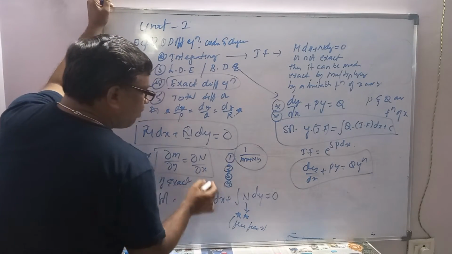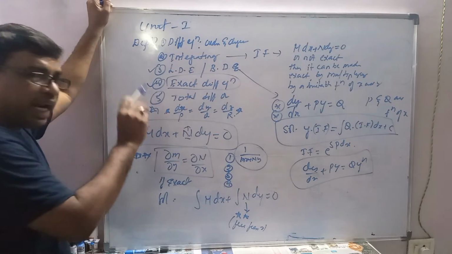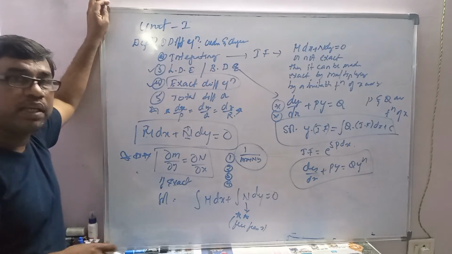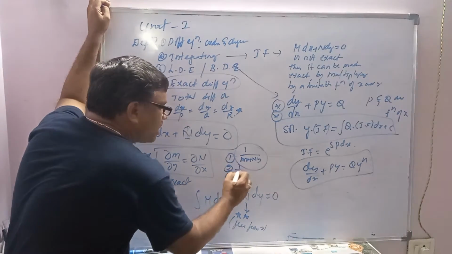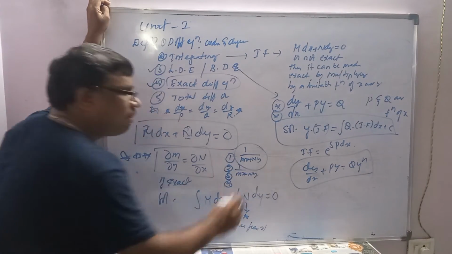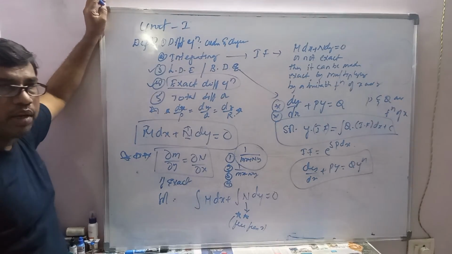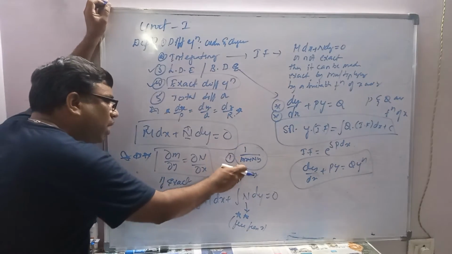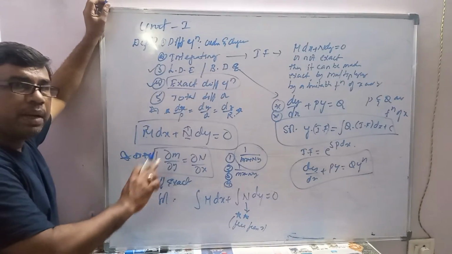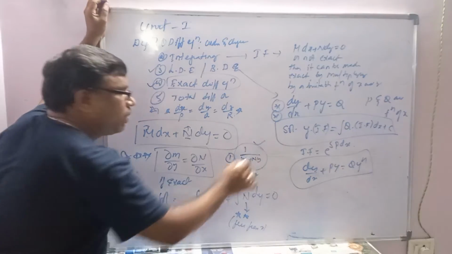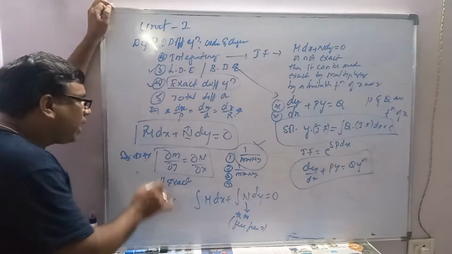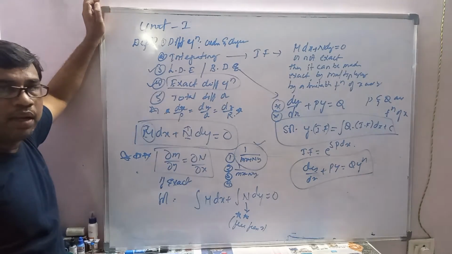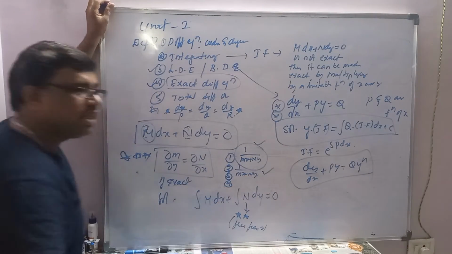1 by (Mx plus Ny) is the integrating factor. Now, sir, how to identify? Look at M and N. If both are homogeneous, then 1 by (Mx plus Ny) is the integrating factor. Next one, 1 by (Mx minus Ny) is the integrating factor if the given differential equation is not exact. How to identify whether I have to go for this method or that method? If M and N both are homogeneous, go for the first one. Now, if we can take y as a common element from M and x as a common element from N, then go for 1 by (Mx minus Ny).